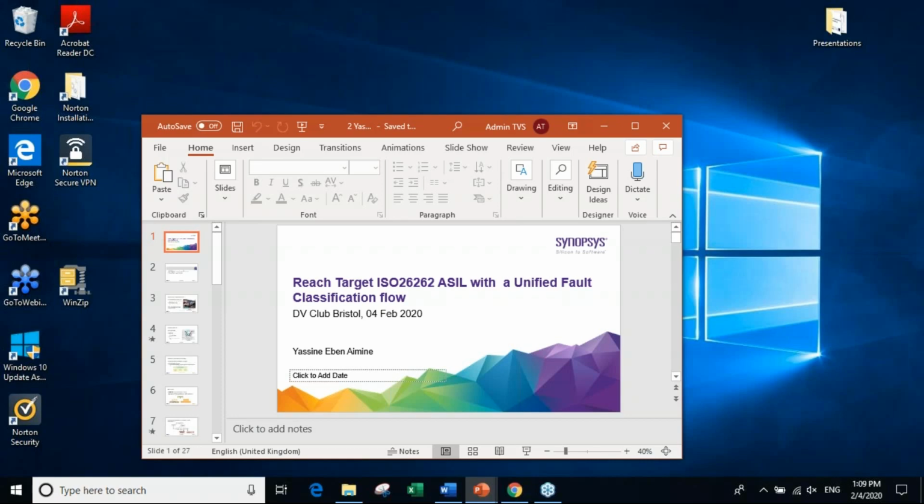Okay, so the agenda that I've put together for today is to talk about the requirements for ISO 26262. I'm going to talk a little bit about the metrics that are required to generate, and then I go into the detail of how you conduct processes such as FMEA and FMEDA and fault injection campaigns. And then I'll finish by giving you an overall overview of the Synopsys Unified Functional Safety Verification portfolio.